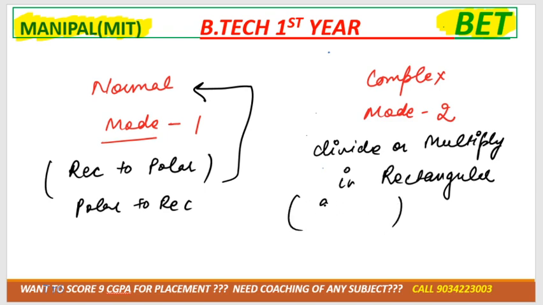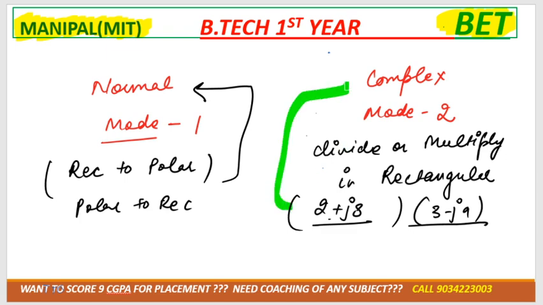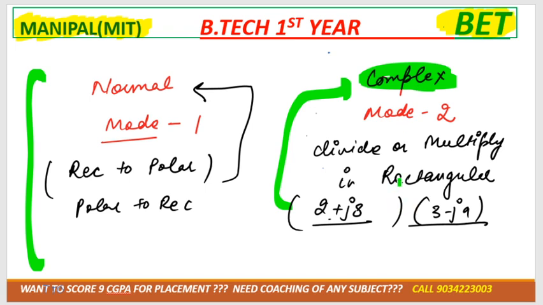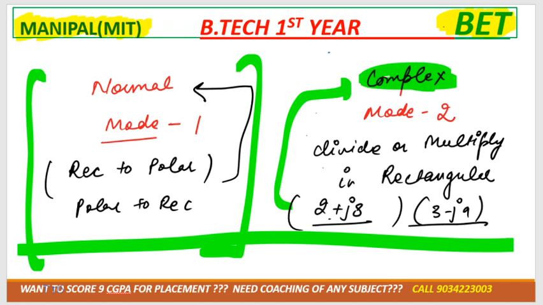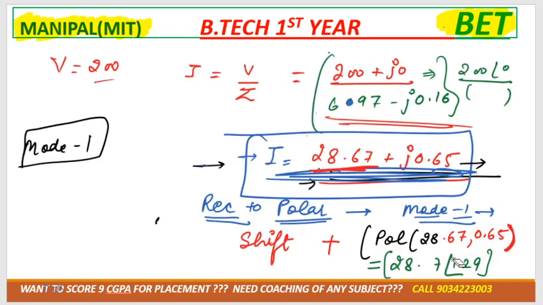Like suppose you are doing 2 plus j8 multiplied by 3 minus j9. So this is the multiplication in rectangular form, right? So for that your calculator must be in complex mode. This is most important point. क्या करते हैं बच्चे, complex mode में आ जाता है, then again at that mode only they'll try to convert rectangular to polar. Don't do that. Write down this important point. Okay, after converting this rectangular form into polar form, we'll get 28.7, angle is 1.29.